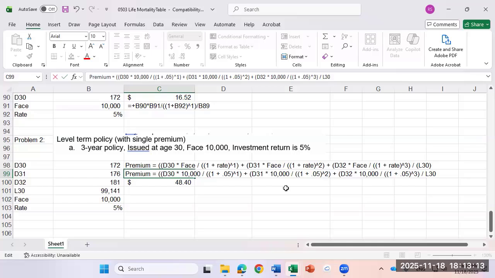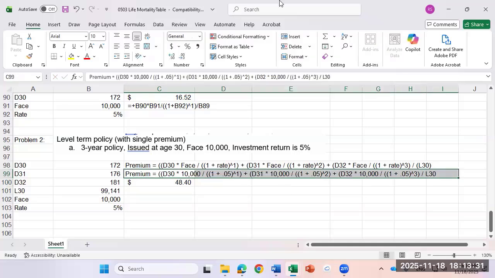The main thing is I don't want you doing calculations. And secondly, I don't want you to have to go to the mortality table to get D30, D31, D32. You're just going to write the D's and L's. I'm just really looking to see if you get the formula down. So that's the key for the formula, if I ask just for the formula without the calculations.